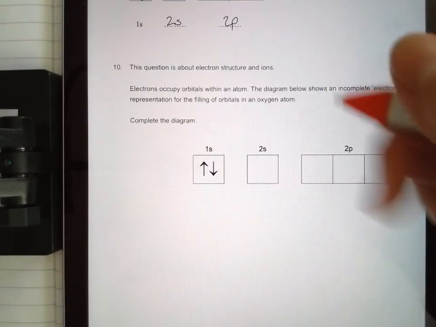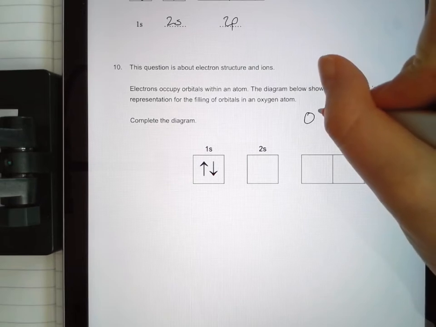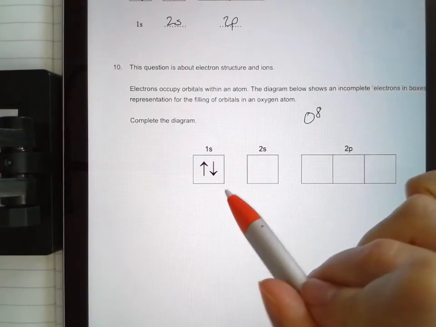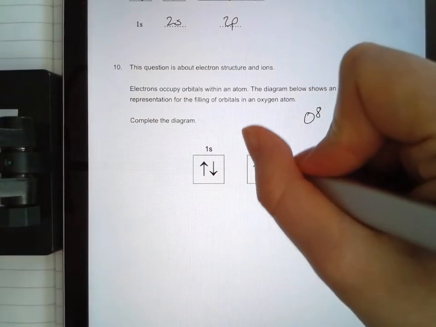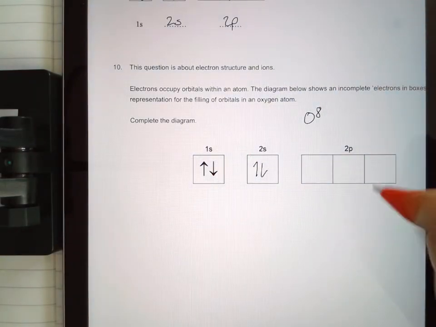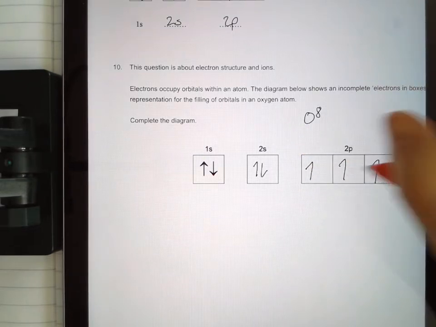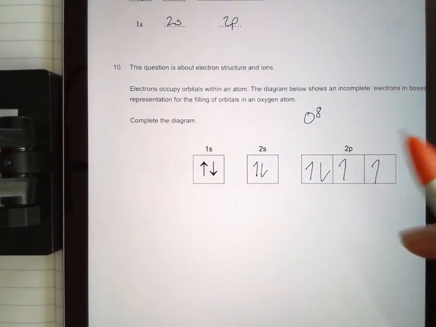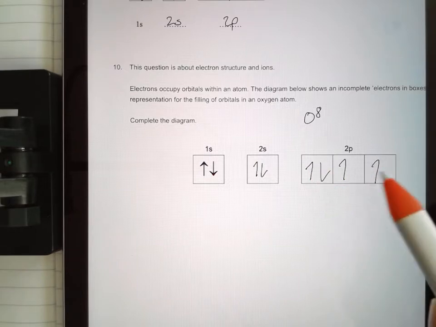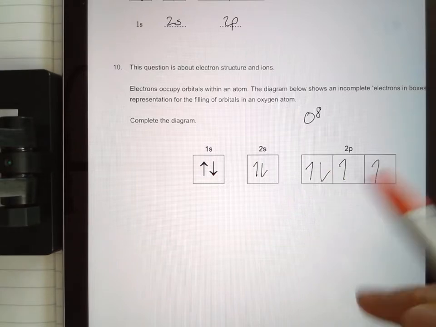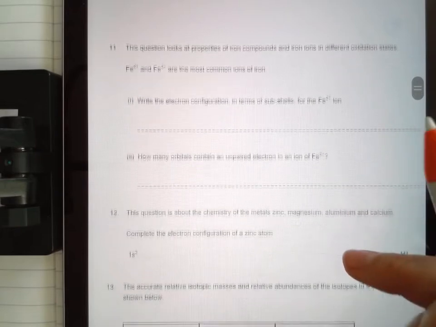Next one, similar question, except you've got oxygen. Oxygen has got 8 electrons. The first 2 are filled in for you. Again, I'm going to fill the 2s completely. And then I'm going to move on to my 2p. I've got 4 electrons left to assign. I'm going to go 1, 2, 3, 4. Okay, there's my 8 electrons assigned. I filled singly before I fill in pairs, and I've got electrons with opposite spin together.